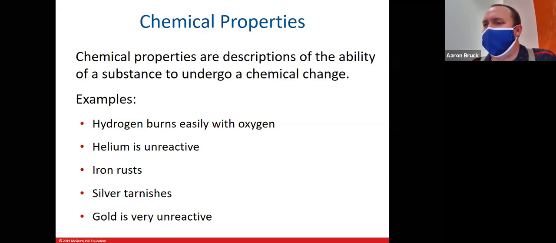But helium doesn't really react with anything. That is a chemical property as well. Lack of reactivity is an important chemical property because it tells us when things are reactive and when they are not.